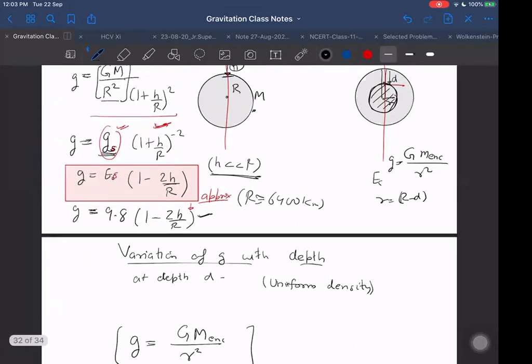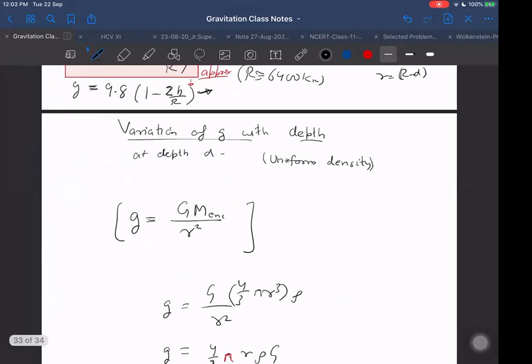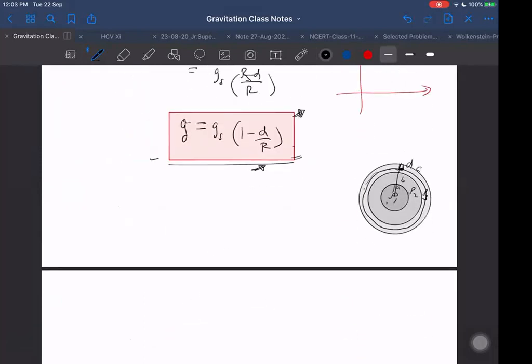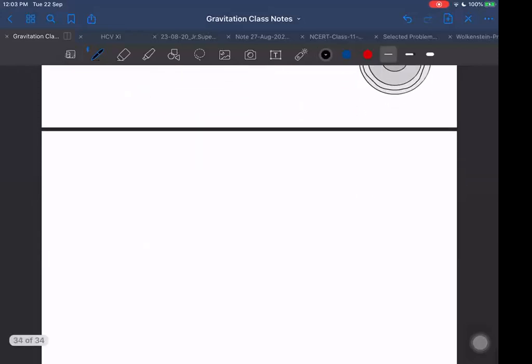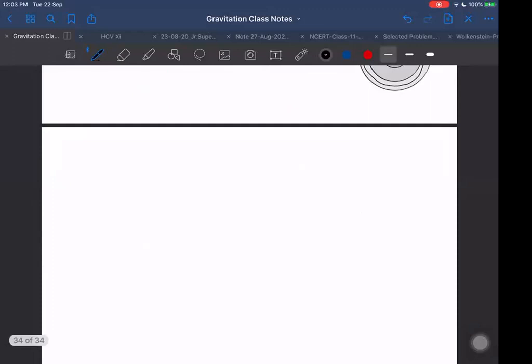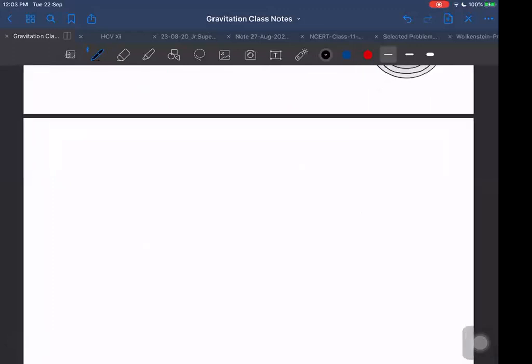Which side does it vary more? With height it varies more, because it is minus 2h by R, but in depth it is just minus d by R, not minus 2 into h. Minus 2 times is not there. So in depth it is varying at a lesser rate, and with height it is varying faster. In the beginning at least, not later on. In the beginning means when we are going away from the surface, not at large distances.